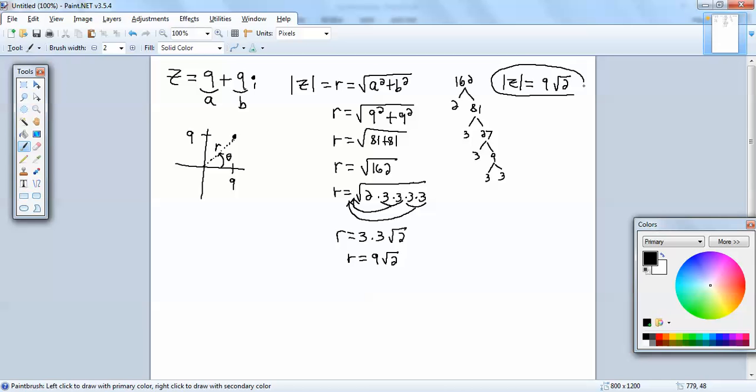Okay. Now that's one thing we have to find. We have to find r. The other thing we have to do is find theta. Now, when you're doing this, there's two types that you can run across. One type that's on a unit circle and one type that's not on a unit circle. First thing we do is we try to see if it's on a unit circle.